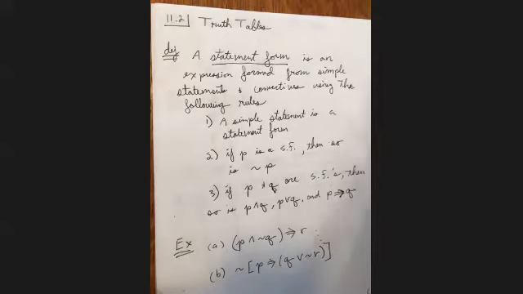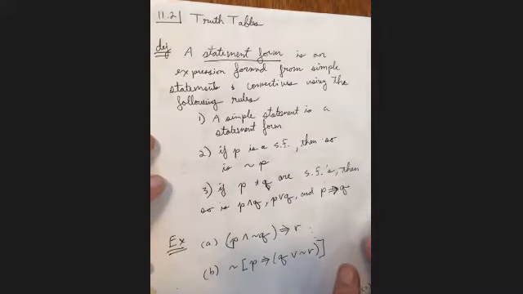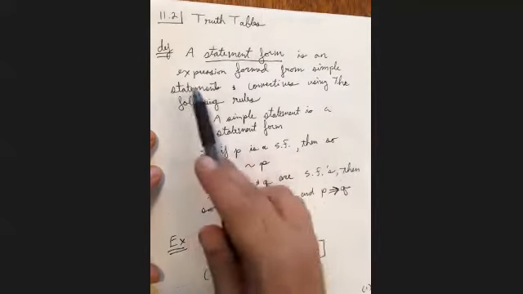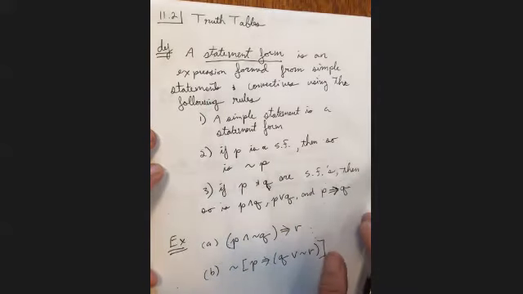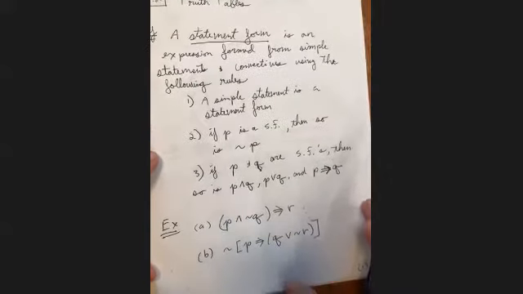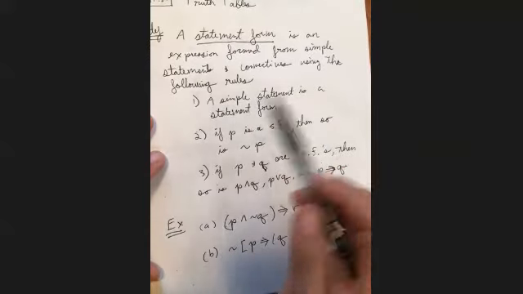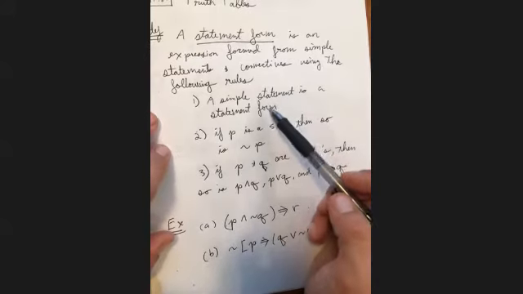The main tool at our disposal to evaluate the truth value of a statement is what we call a truth table. So first, some basic definitions. A statement form is an expression formed from simple statements and connectives using the following rules. Okay, so anything that we call statement form can be formed. First, we say a simple statement is a statement form. So just any old basic statement qualifies as a statement form.